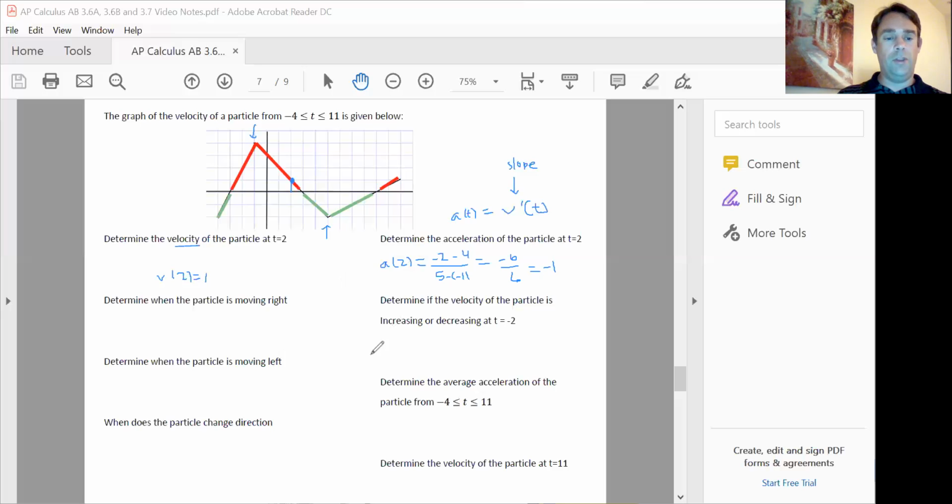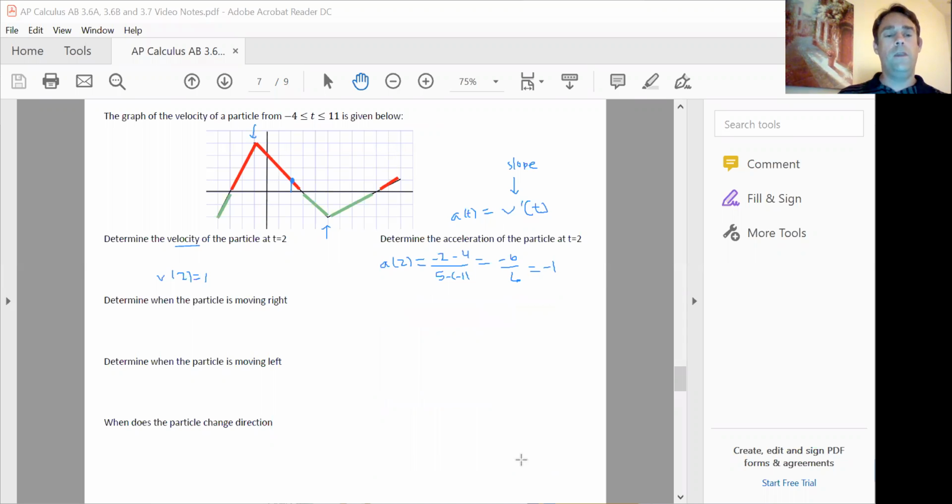All right, let's try some of these others right here. I'm going to block some of these out to begin with. Undo. That just gives us a little more room to write here. Determine when the particle is moving to the right. The particle is going to move to the right when my velocity is a positive value. So when does that happen? That's the red values.